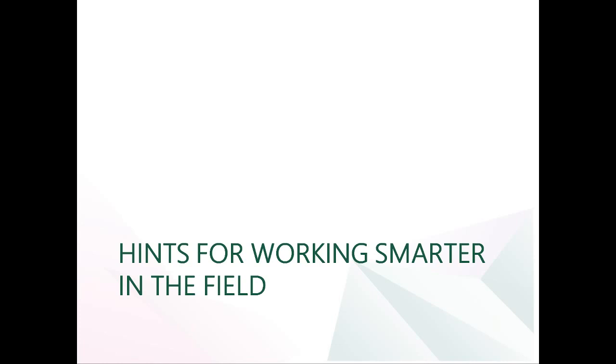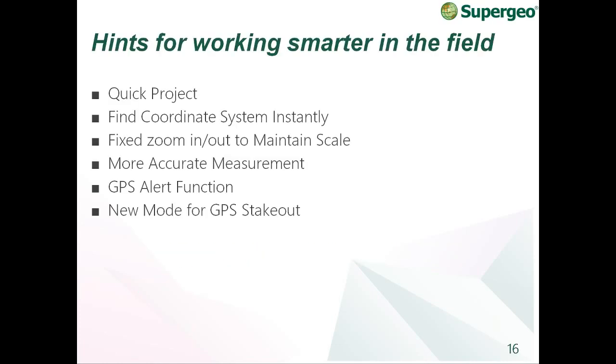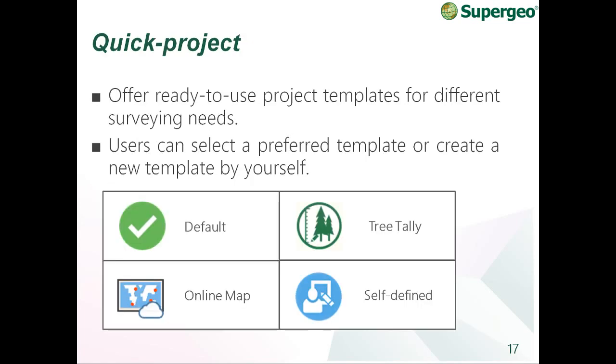In the previous section, I introduced some basic functions for collecting data. SuperPad is a full-function mobile GIS. There are still lots of functions worth sharing with you. So in this section, I want to show you some tips for working smarter in the field. Each tip is easy to learn, and you will be surprised by how it can increase your efficiency. Let's see the first one: the Quick Project. The Quick Project provides ready-to-use project templates for different surveying needs.